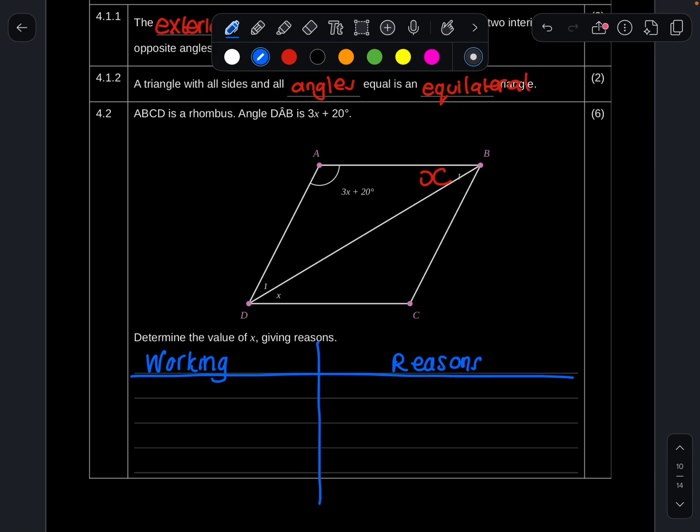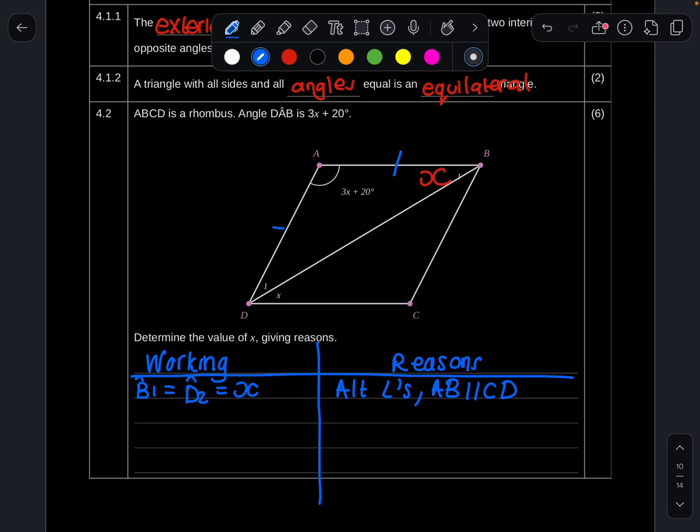So what we said is angle B1 is equal to angle D2 is equal to x because of alternating angles. Because AB, that line, is parallel to CD. We can then also say, because it's a rhombus, all the sides are equal.